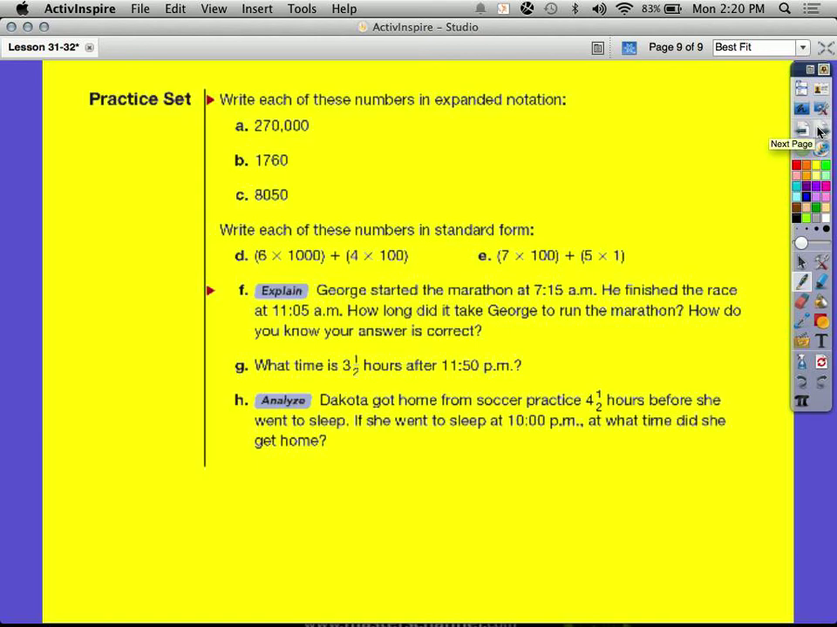So there's the practice set for lesson 32. Go ahead and do that. Bring any questions you have to class on either lesson. Okay? It's a lot to do, but I don't think it should be very hard for you, most of it. I think the time stuff is what's going to get you, so make sure if you have questions, bring them to class and ask.